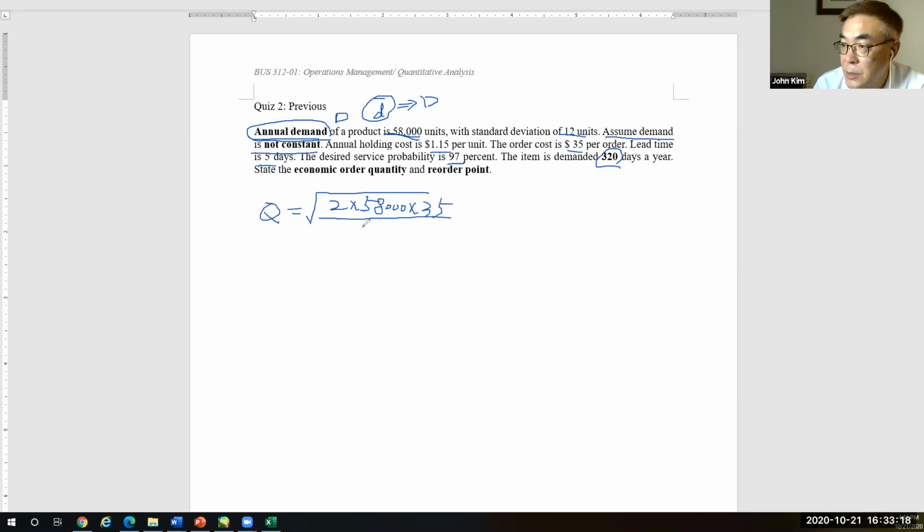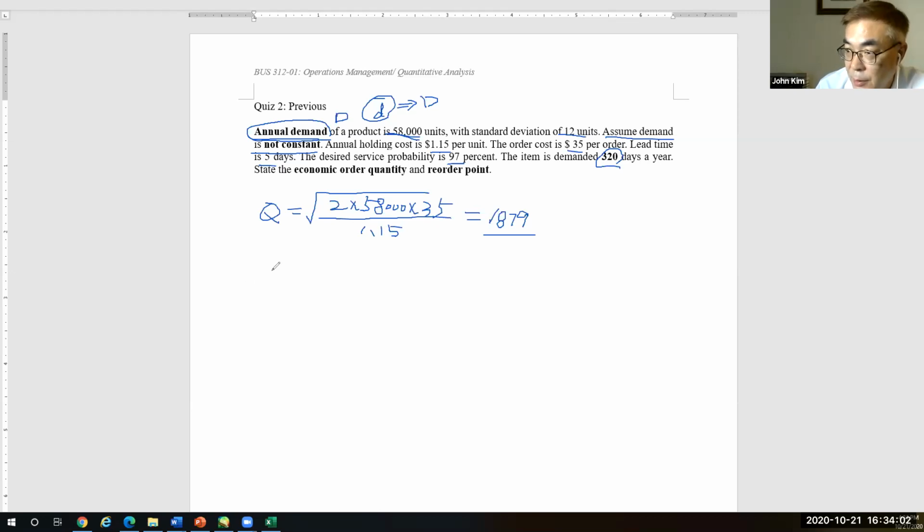And then holding cost is 1.15. So, does anybody have an answer? I got 1,879, but the exact was 1,878.945. 1,879 when rounded. Okay. Others, did you get the same? Yes. Okay. Thank you. So it's supposed to be the right answer.